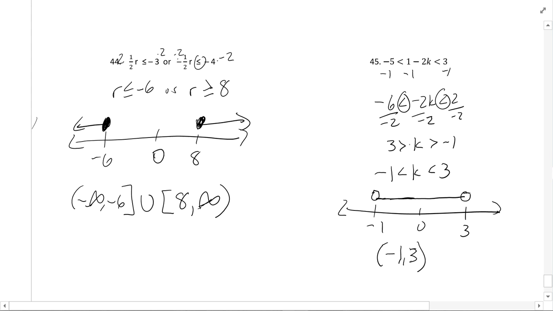And our last one, you have to rewrite the inequality because it's always from least to greatest. So negative 1 is less than k, which is less than 3. They're both open circle, so it's parentheses negative 1, comma 3 parentheses.